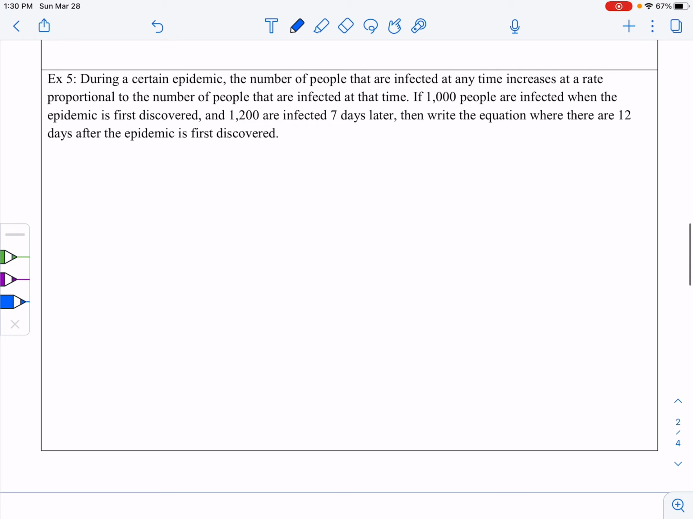Okay? During a certain epidemic, the number of people infected at any time increases at a rate proportional to the number of people that are infected at any given time. So the rate people are infected is equal to the number of people infected. If 1,000 people were infected when the epidemic was first discovered and 1,200 were infected 7 days later, then write the equation where there are 12 days after the epidemic. So we know that 1,200 is equal to the initial amount, e to the k times 7 days.